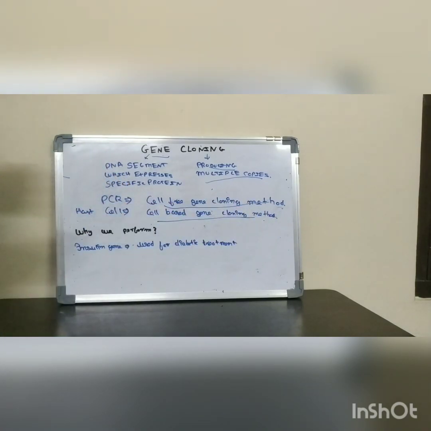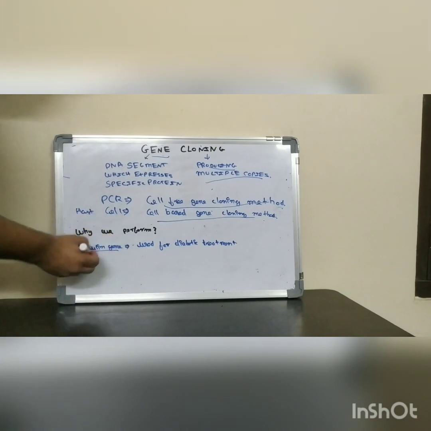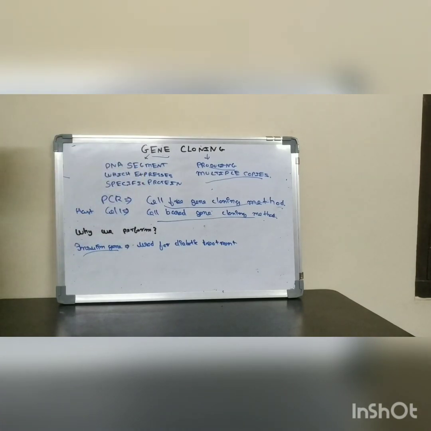Now the question arises, why we perform it? What is the need of it? So let us take an example of insulin gene. Insulin gene is used for diabetic treatment because diabetic patients cannot produce insulin naturally. Therefore, it is artificially injected into their body. So to produce that, gene cloning is a very essential process. In further video, we will be talking about the detailed process of it.